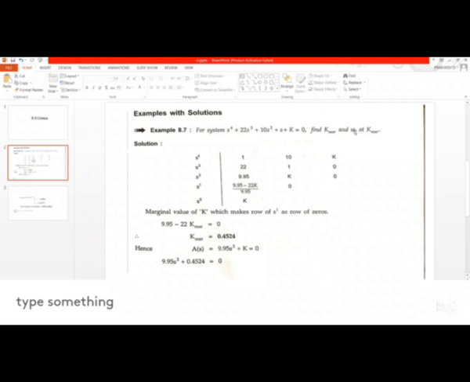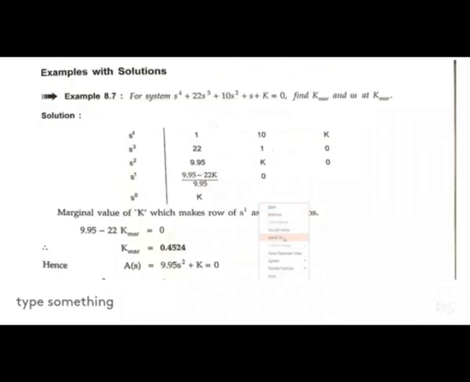As you all know, it starts from s to the power of 4, the fourth power, so we take this as the first parameter here, then the rest: s cube, s square, s to the power of 1 and s to the power of 0. Look at this. First is s to the power of 4, s to the power of 3, s square, s to the power of 1 and s to the power of 0.